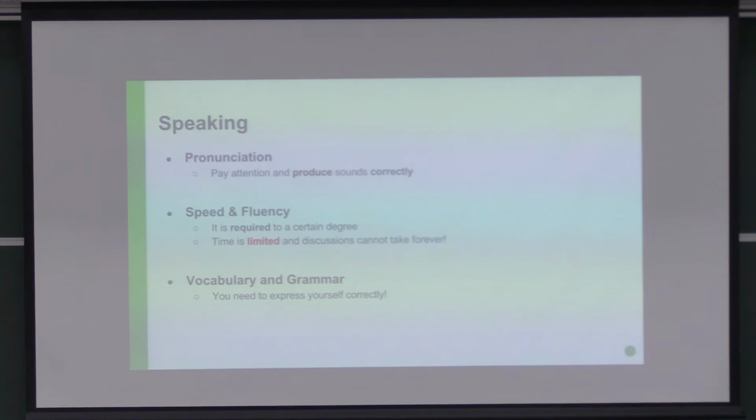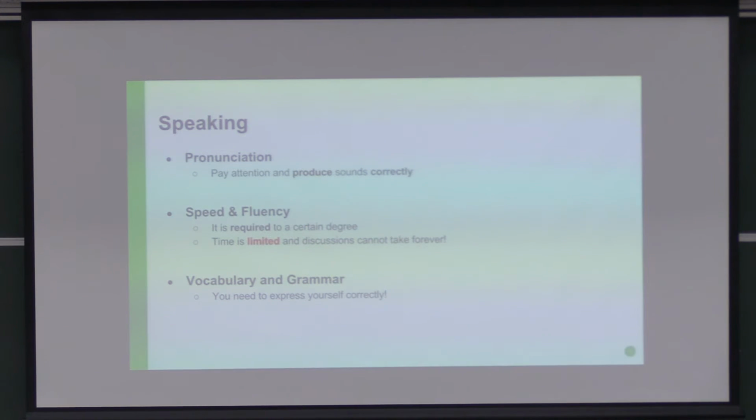And speaking is, I think, the most difficult part, because basically output skill is difficult. And the pronunciation is very different from Japanese, so it's very difficult to speak in English. And speed and fluency are also required, because if you are less fluent, people feel bored and annoyed, right?